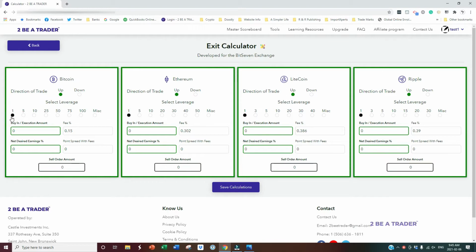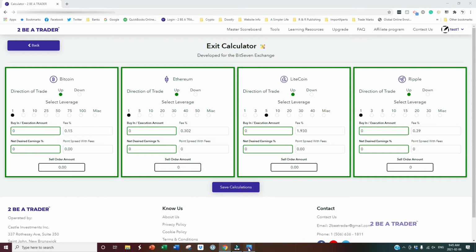So when you choose a leverage, let's say Bitcoin, it's going to tell me that at leverage 1, the BitSeven Exchange is going to charge me 0.15% on that trade. If I was trading at 10 for Bitcoin, it would charge me 1.5% fees for trading. So in this example, we are going to look at a Litecoin trade. I'm going to do a 5 leverage trade for Litecoin, nice and conservative.